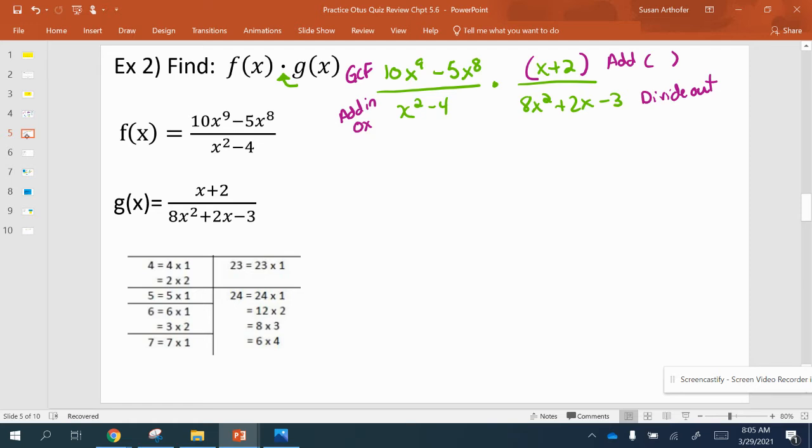So since it's a multiply, you can just think of this as one big line. So I'm just going to draw one big line, and I'm going to go one at a time. I'm going to tackle the GCF right here. I'm going to do that off to the side.